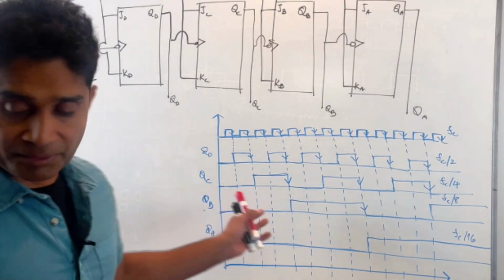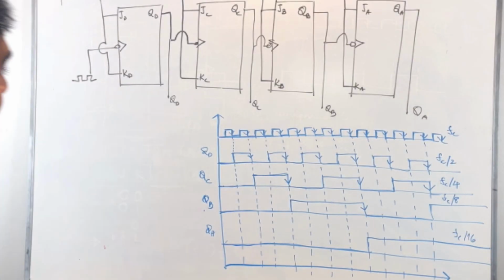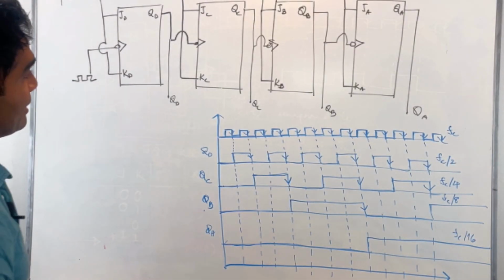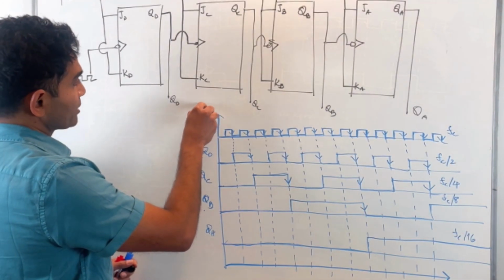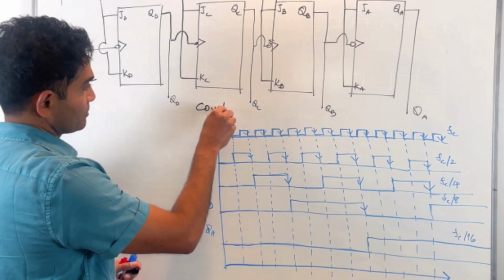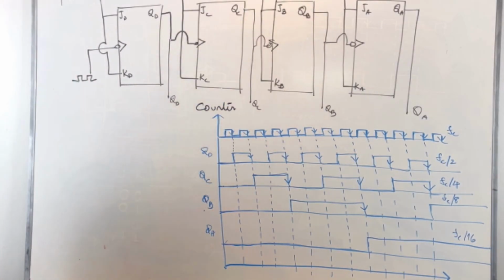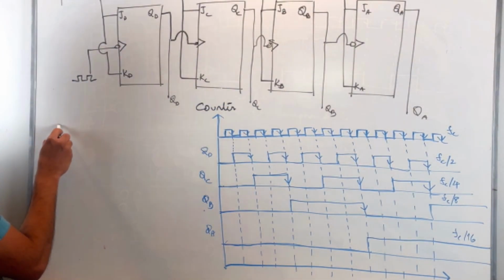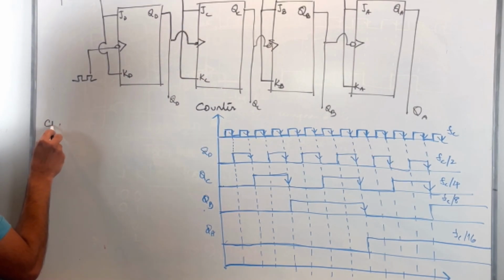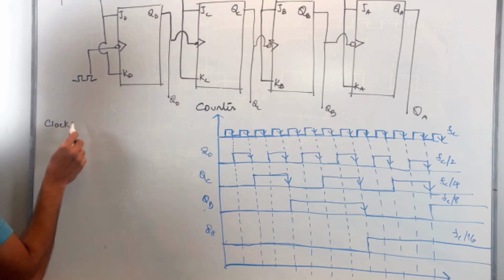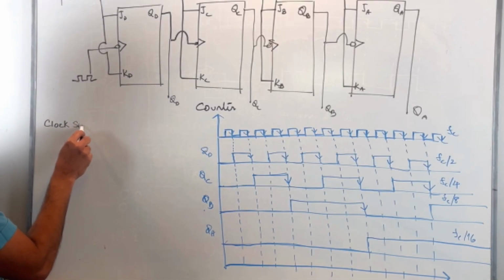Any questions before we move on? And this particular circuit is also called a counter. This is called a counter, and we'll see why it's called a counter. Okay. Now, let's say I monitor the clock signals, then the number of active clock edges, which are counted as clock signals.